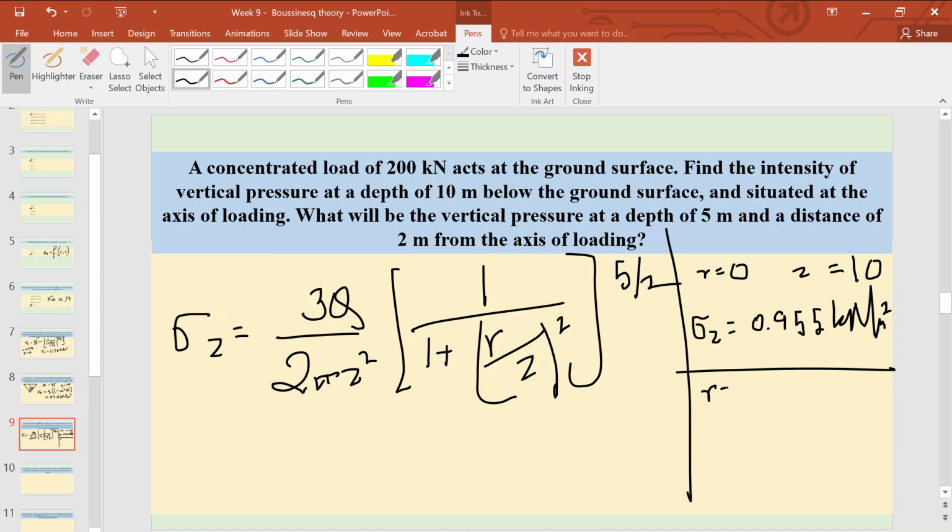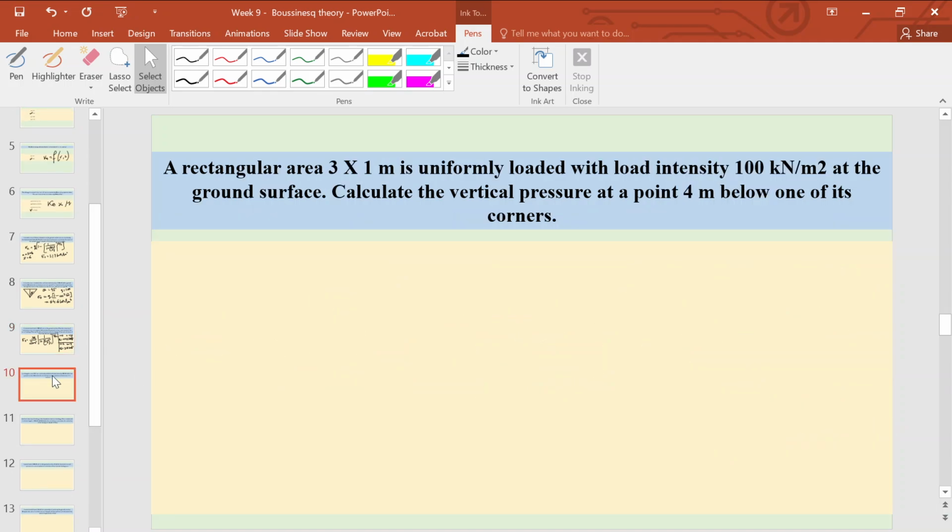Okay, and at a distance of 2 meters, z equals 5. So the sigma z value over here, I think it is 2.64 kilonewton per meter square. Okay, I'll again save it. The file is saved. Now number 10.